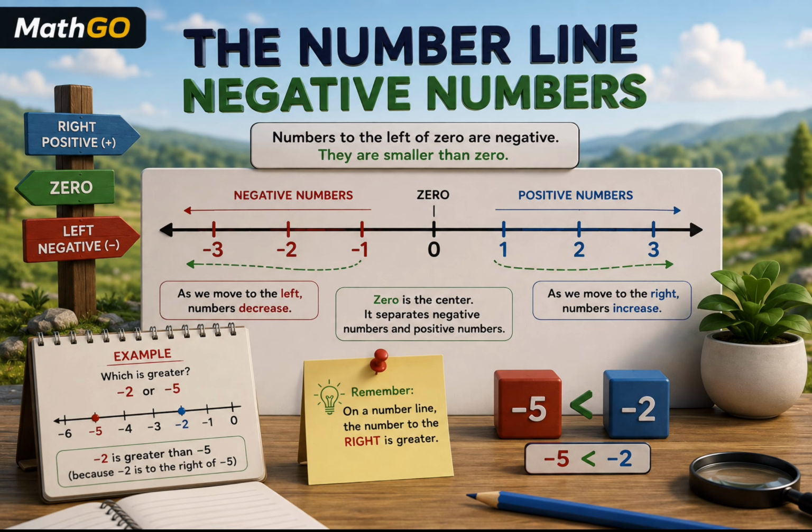Now let's investigate something that often causes confusion. Which number is greater, -2 or -5? Don't calculate and don't guess. Just look at the number line. Where is -5 and where is -2? Which one is farther to the right? -2, correct? Therefore, -2 is greater than -5. Why? Because numbers increase as we move to the right. So we can justify our answer. -2 is greater than -5 because -2 is located to the right of -5 on the number line.